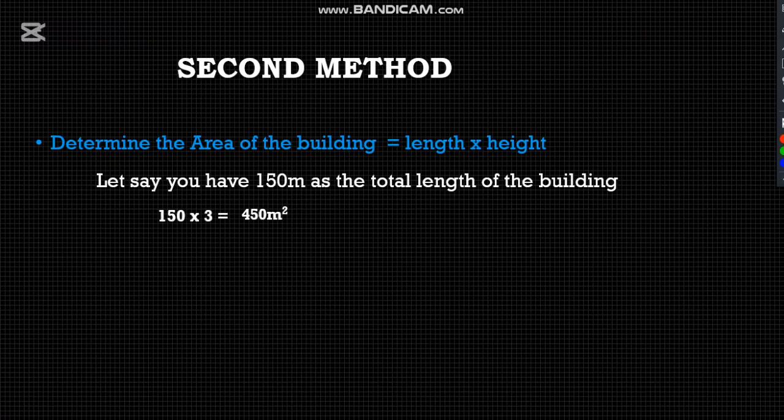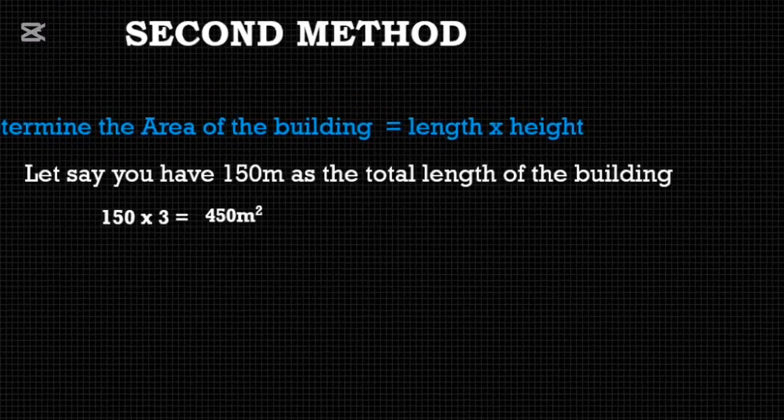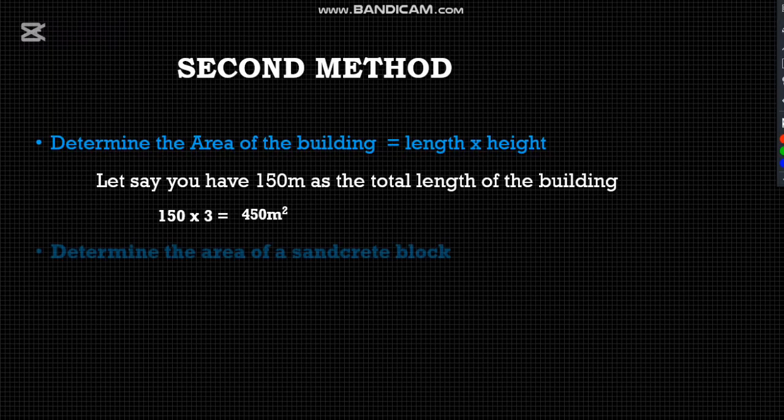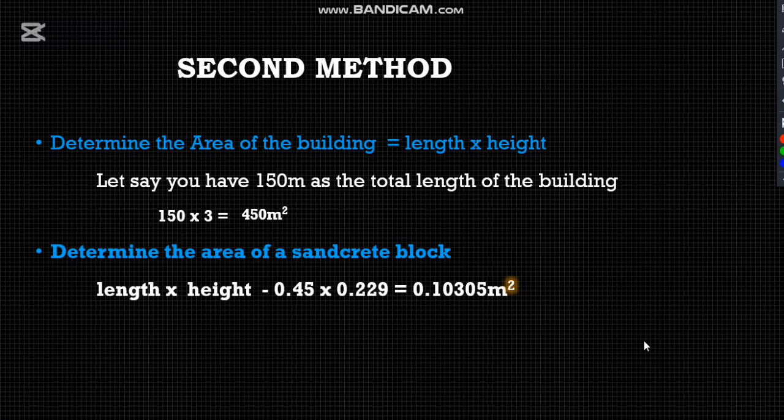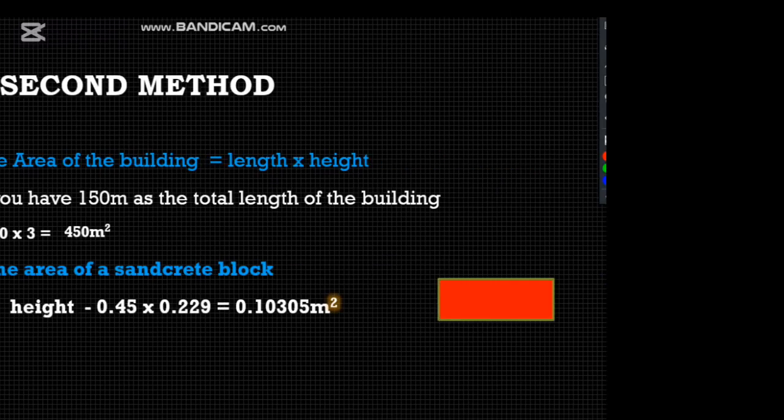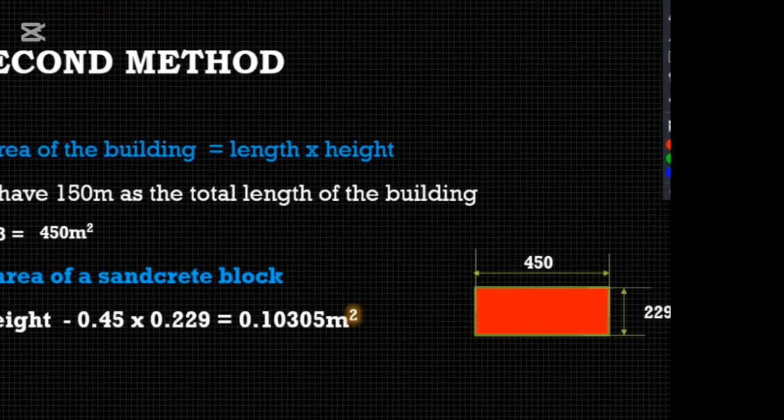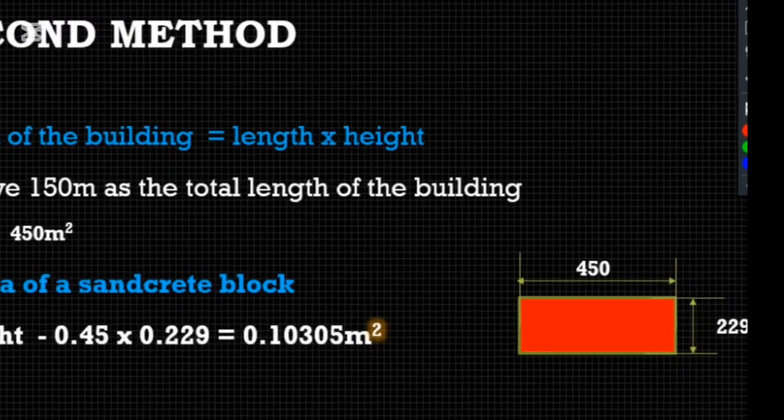Now, what is the area of the block? Remember the dimension of the block is 0.45, which is the length. The height is 0.229. I know many people will protest. Why am I using 0.229? In my little research, I found out that 9 inches exactly is not 225, it is 229. Don't take my word for it, you can research it. So in all of my drawings, I have always used 229 as the height of my block. So what I have is 0.10305 square meters as the area of the block.